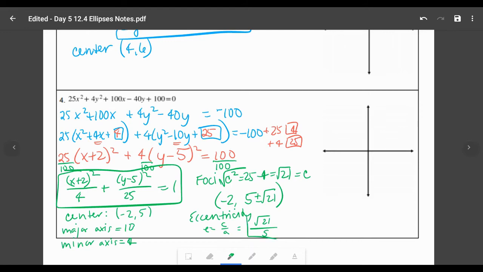All right, last thing I'm going to do for this problem is to graph it. So I should start at -2 and +5. And from there, my minor axis is 4, so I just want to do 2 in each direction. But then my major axis is 5 in each direction along the y's, right? So that's going to get me all the way to the x-axis and then 5 up. I'm just going to extend this over.